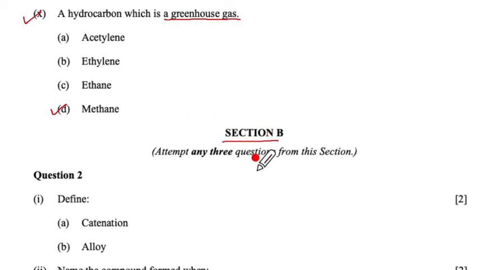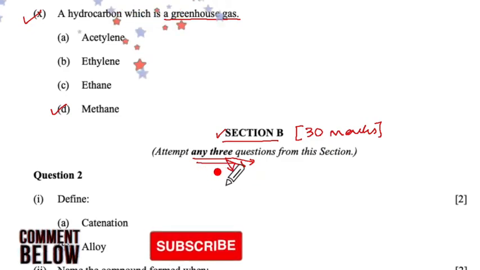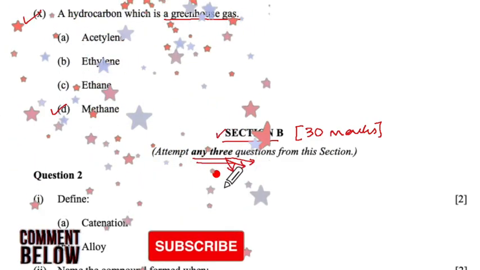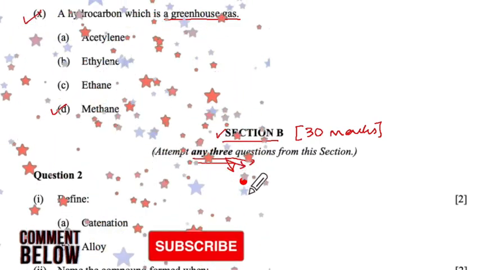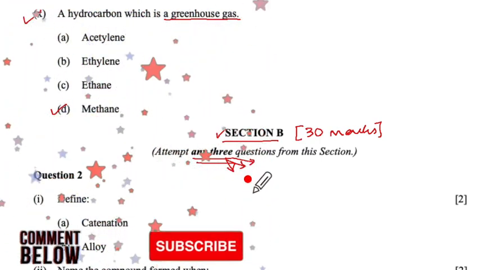Section B will have 5 questions, out of which any 3 have to be attempted, and each one of these 3 questions will be 10 marks each, so section B will give you 30 marks. This section B we will solve in our next video. I hope you have understood how to solve these MCQ questions based on the semester 2 ICSE chemistry syllabus.